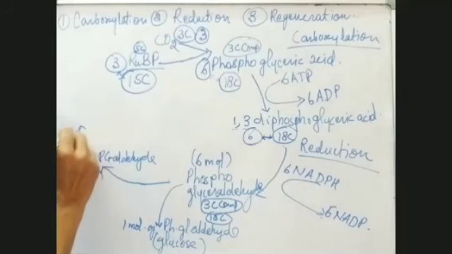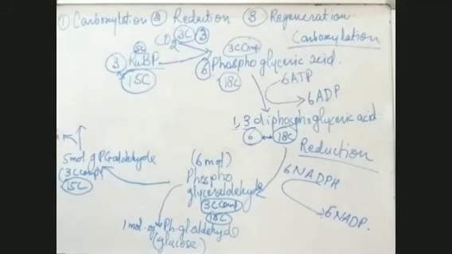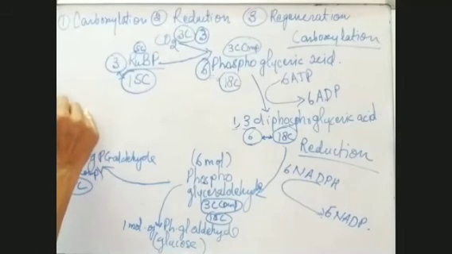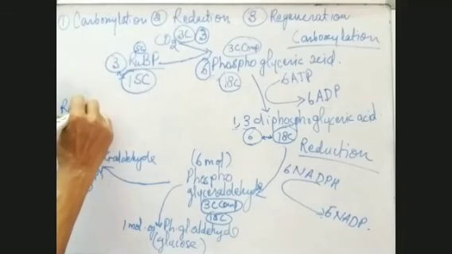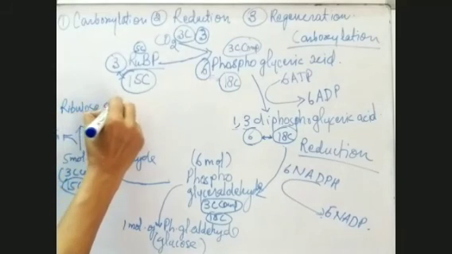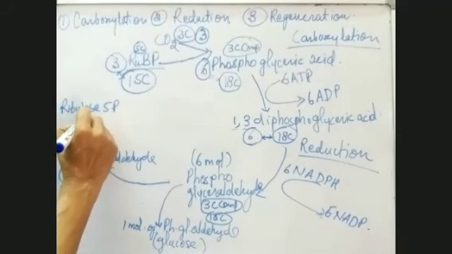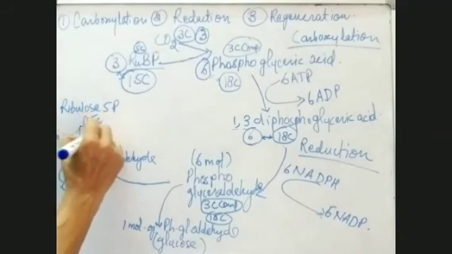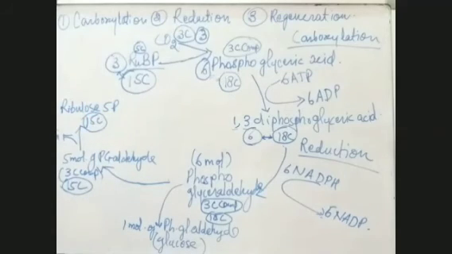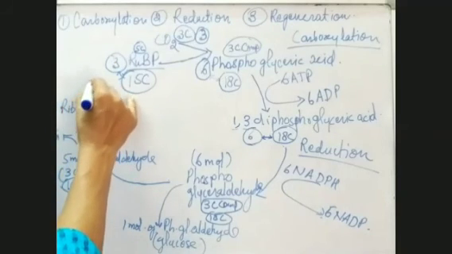Now what happens out of this? The phosphorus is removed. Not one, 2 inorganic phosphates are removed. After removal of the 2 inorganic phosphates, what is formed is ribulose 5-phosphate. This ribulose 5-phosphate has 15 carbons because one has 3, so 5 are formed. 5 times 3 is 15. Now this ribulose 5-phosphate undergoes regeneration.